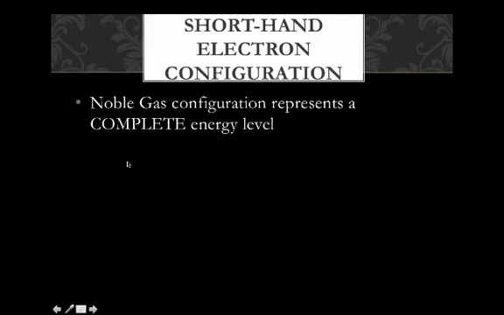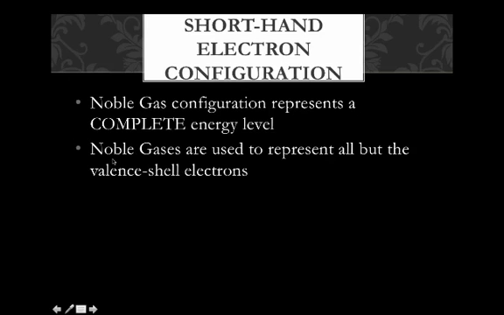So in the shortcut, which is really handy, basically we're going to use noble gas configuration to represent a complete energy level, and then that's going to be the shortcut. You see, noble gases have everything full as it can go in that particular row.